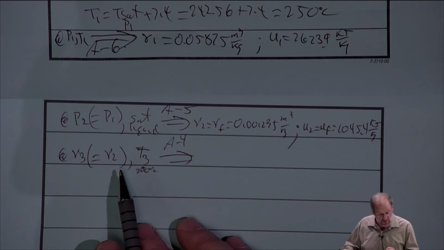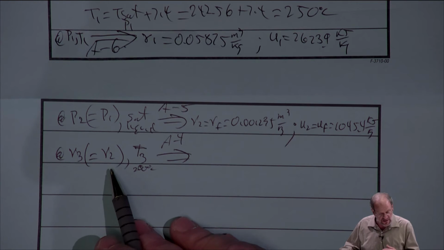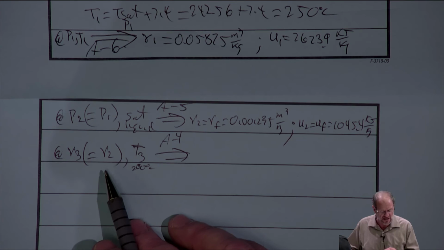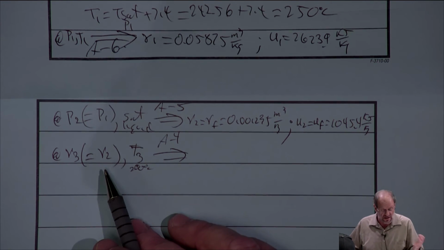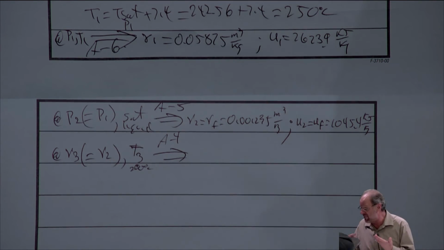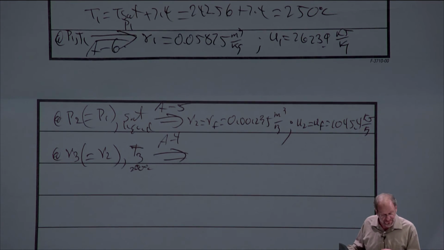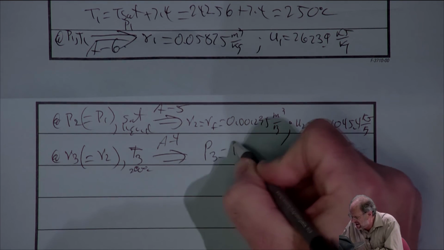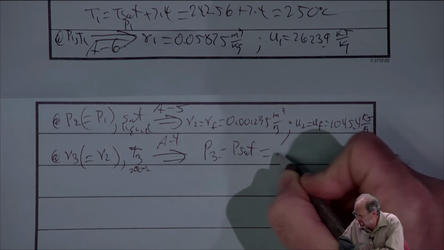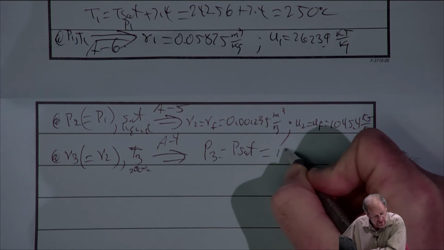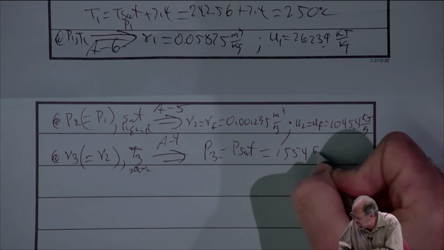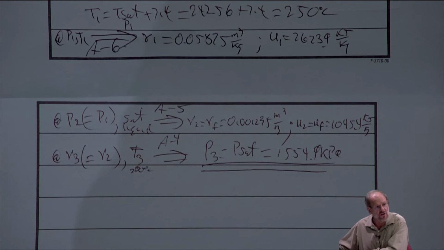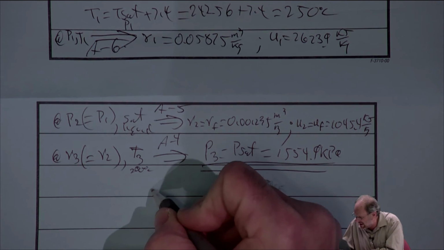How do we find the data we need? Well, first keep in mind that we really need three things. They've asked me for the pressure, they've asked me for the quality, but then they also want to know what the internal energy is, so that I can solve my first law. The first one's easy. It's two-phase, so P3 is just Psat at 200 degrees Celsius, so that gives me 1,554.9 kilopascals.